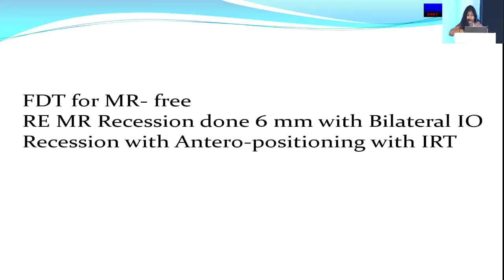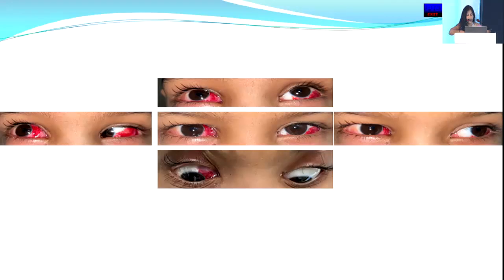FDT for MR is free, so what we chose to do is a right eye MR recession with bilateral inferior oblique recessions with inferior rectus transposition here. This is the post-op result with good alignment and good abduction recovery with the collapse of the V pattern.